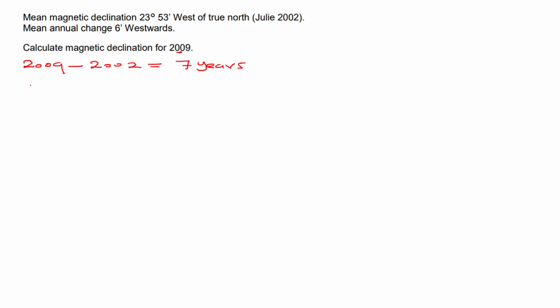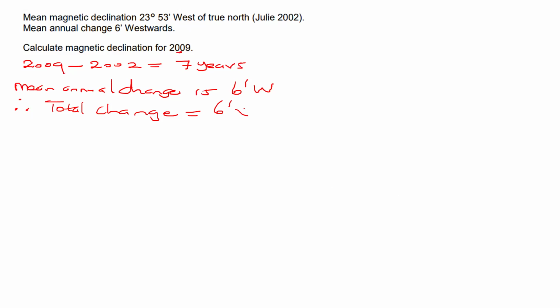Because they gave us that the mean annual change is 6 minutes westward, our total change will equal this multiplied by 7 years. 6 times 7 you will get 42 minutes westward.